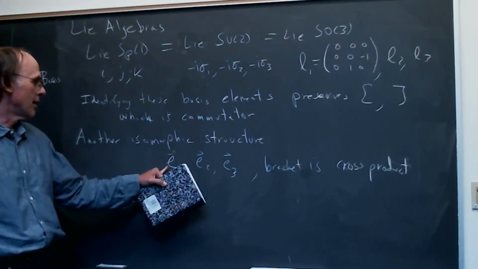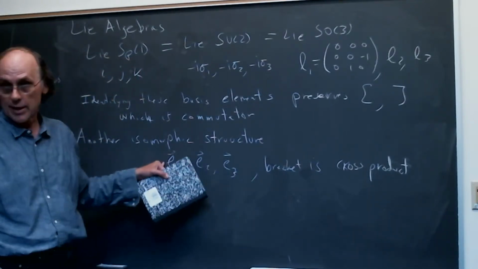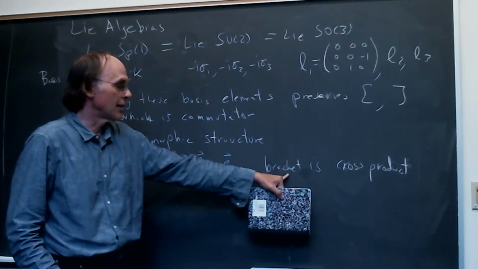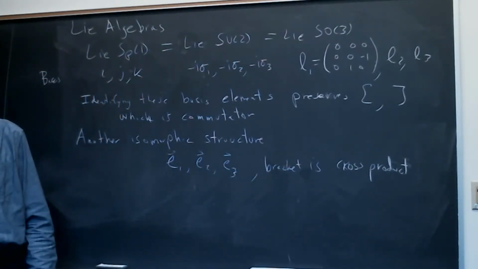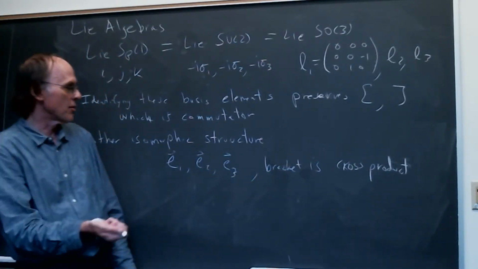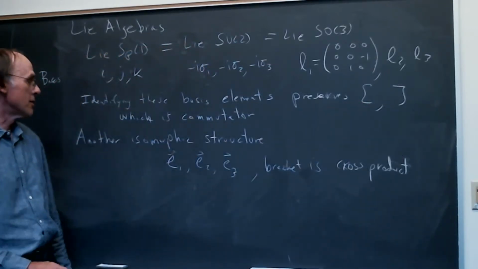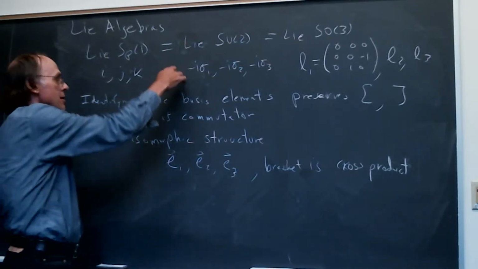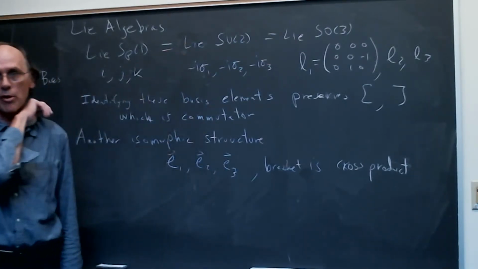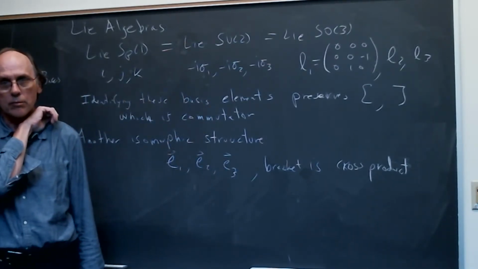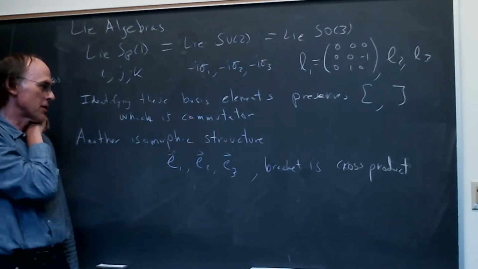Okay, so if you take the Lie bracket of any two of these, it's given by taking the cross product of the two. And the cross product is also anti-symmetric, just like the commutator. And you can see that this structure is also isomorphic to this structure. Okay, so I think mathematicians like to think about this.